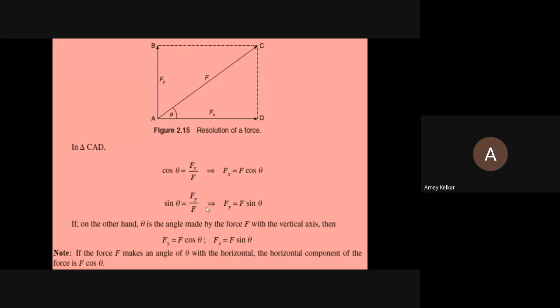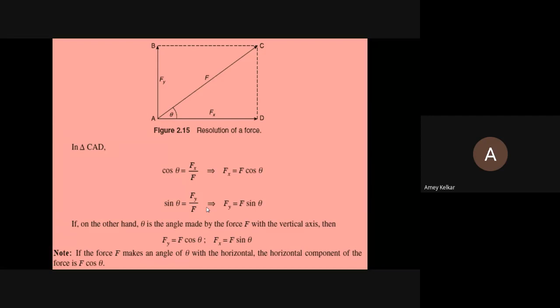The given force is F, acting along AC, which subtends an angle theta with the horizontal. Now this given force F, I want to split into two components, that is resolution. I'll split along the x-axis, which is Fx, and along the y-axis, that is Fy. Now, how we find the Fx and Fy components is shown in this figure: how to find the resolved components.